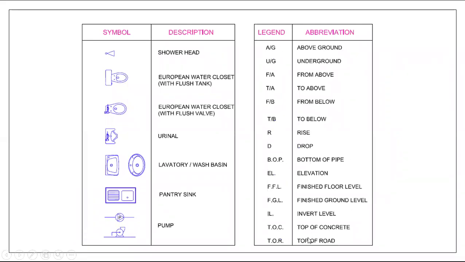These abbreviations are universal abbreviations. All companies will use them like this only. AG means above ground only. BOP means bottom of the pipe only.